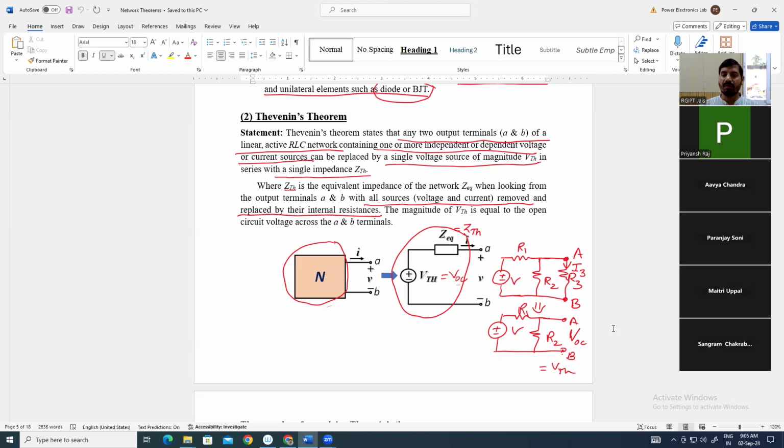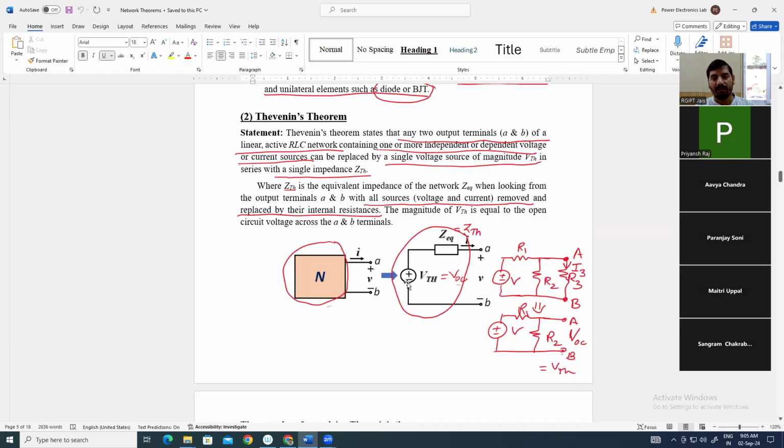So how can we calculate VTH or Thevenin voltage? Thevenin voltage is the voltage which we will evaluate by removing the element connected between the two terminals. It is shown here, terminals A and B. So firstly, we will remove the elements connected in between these two terminals, and an open circuit is created. And we will evaluate the Thevenin voltage across these open circuit terminals. That's why this voltage is also called open circuit voltage, VOC.